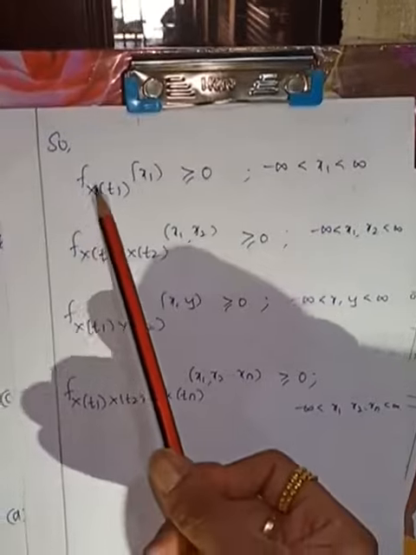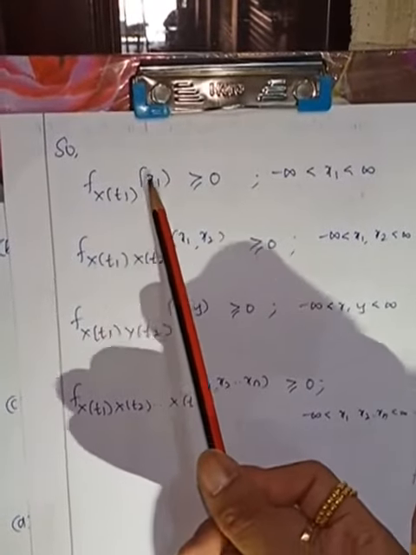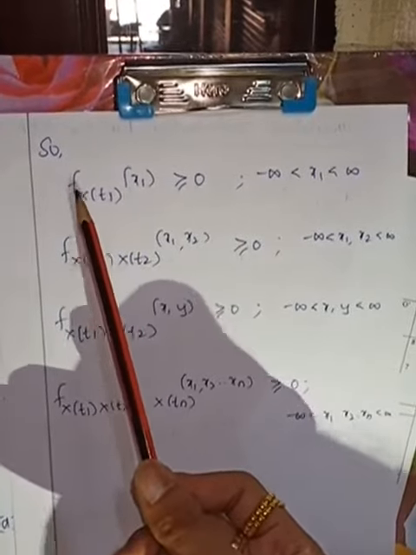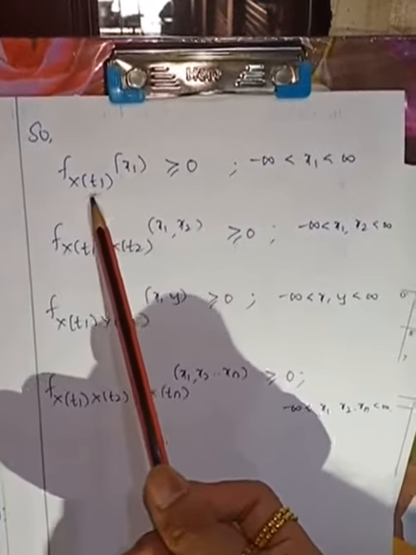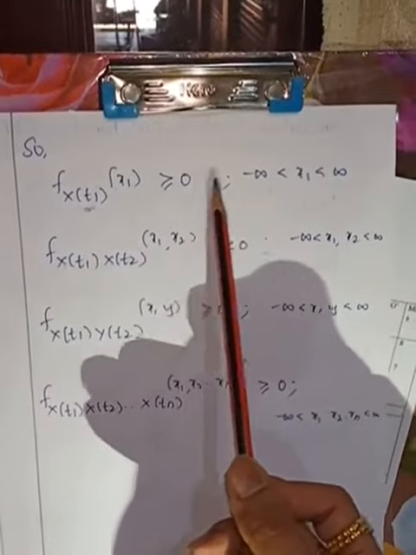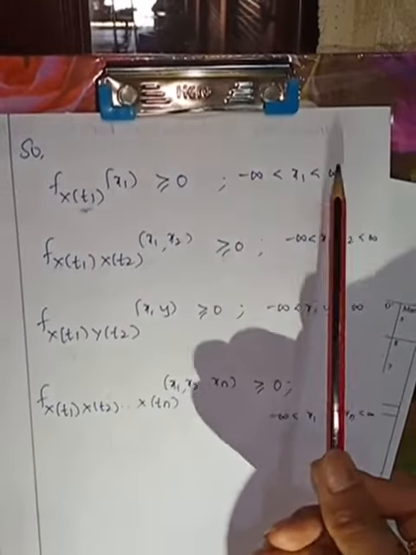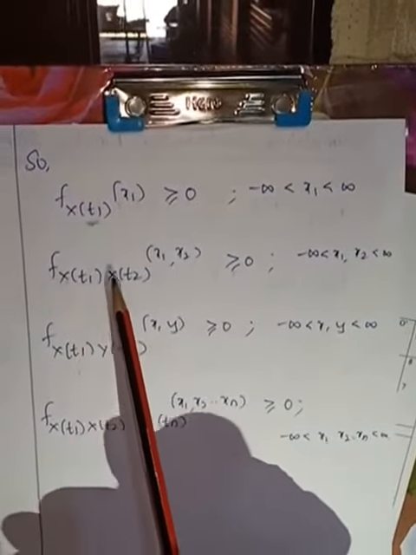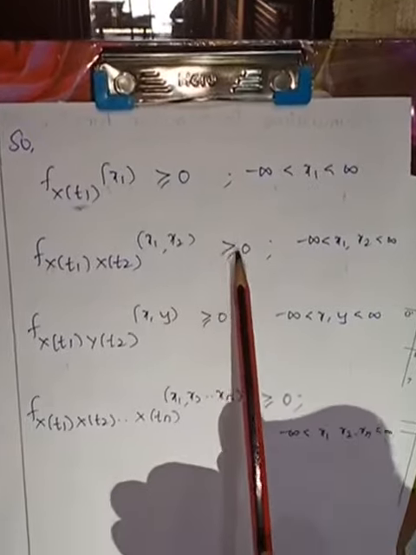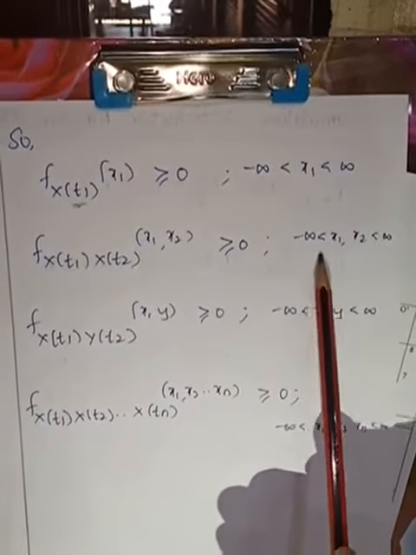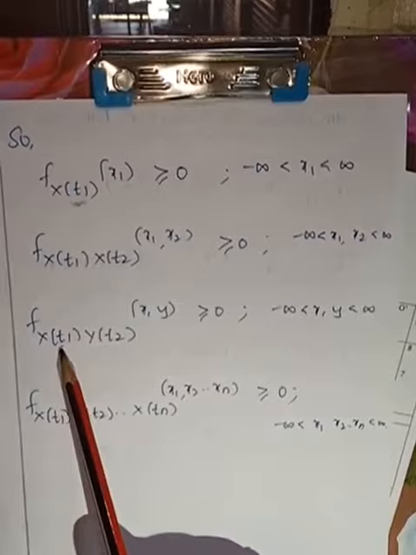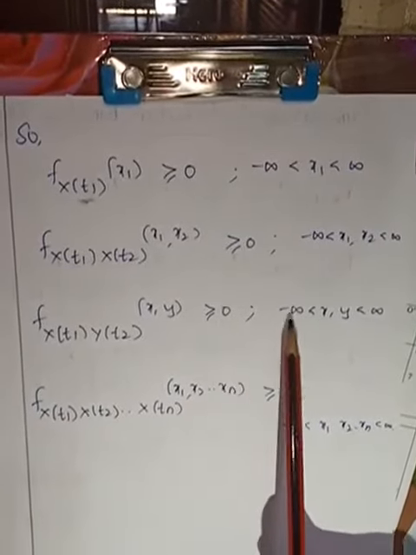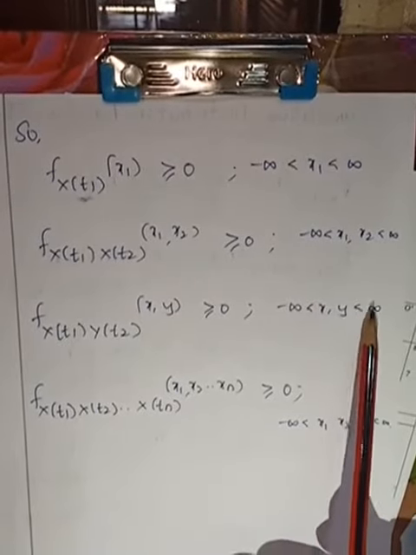These are the properties. The first order PDF, fX of x, we have studied for the single random variable. Here for the random process it will be fX(t1), only one variable we have to add, which is always greater than or equal to 0 for the limits x1 from minus infinity to plus infinity. For the second order or joint PDF, fX(t1)X(t2) of x1, x2 should always be greater than or equal to 0 in these limits. Next, for bivariate, fX(t1)Y(t2) should be greater than or equal to 0, for x, y from minus infinity to plus infinity.